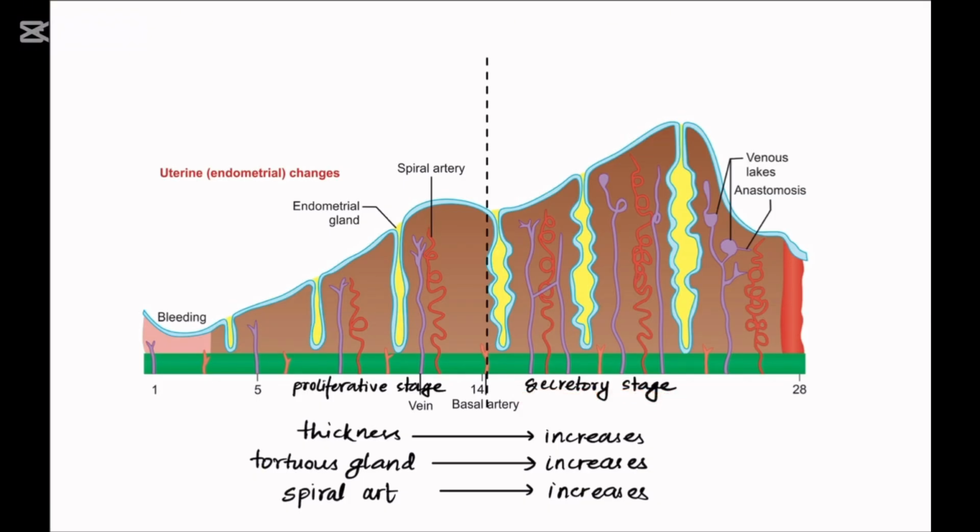As the endometrium goes from proliferative stage to secretory stage, the thickness of the endometrium increases. In proliferative stage, the glands are tall and straight. However, in secretory stage, the glands become tortuous. In proliferative stage, the number of spiral arteries is less. In secretory stage, the number of spiral arteries increases.